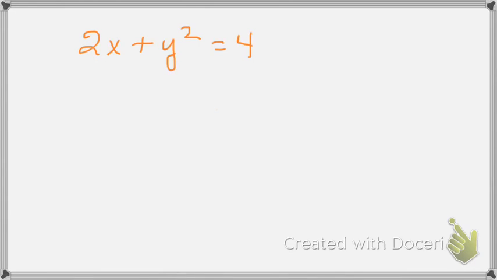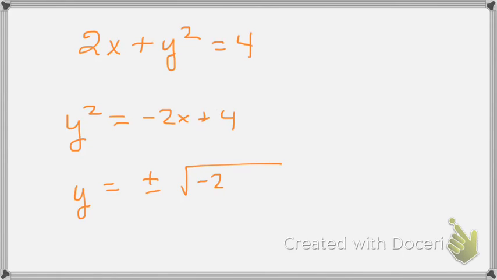Typically, whenever there's a y squared in the problem, there's a good chance it is x-axis symmetry. So we'll solve it for y to see. If I solve this thing for y, I'll have negative 2x plus 4, right? And then if I square root that, now remember, anytime you enter a square root into a problem, you've got to put a plus or minus in front of it. So plus or minus the square root of negative 2x plus 4.